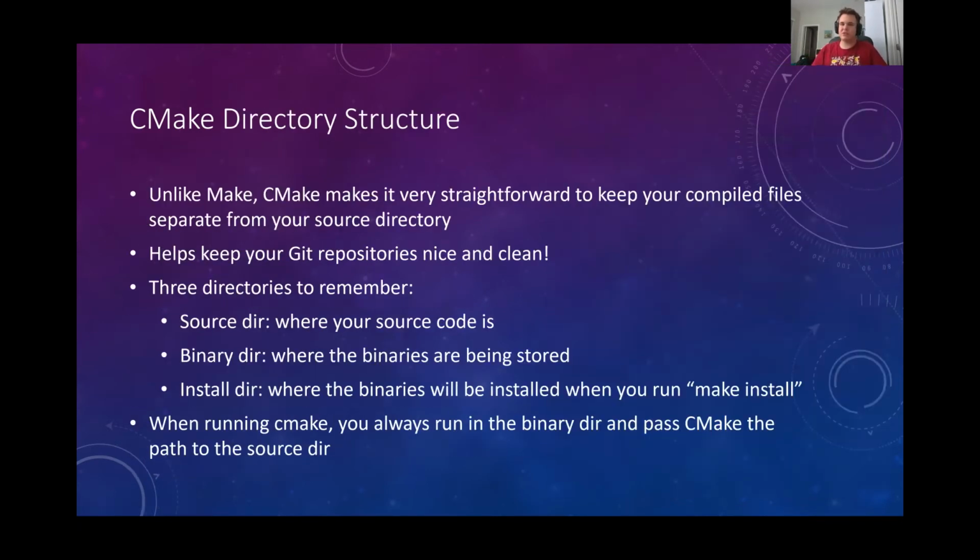So, CMake directory structure. Unlike Make, CMake makes it really straightforward to keep your compiled files separate from your source directory. If you were in 104 and you used Makefiles, you might have always had trouble with junk files, right? You'd end up with a lot of .o files, executables, and all that junk in the same directory where all your code was. And if you weren't careful with your make clean, you might accidentally delete something you cared about when you're deleting all those files. That happened to a couple 104 students this semester.